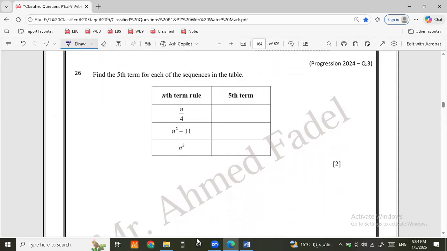Find the fifth term of each of the sequences in the table. 5 over 4 is 5 over 4, or you can write it as 1 and 1 over 4, or you can write it as 1.25. Any of them is acceptable. For n squared, the fifth term is going to be 25, minus 11 gives you 14. 5 cubed is 125.